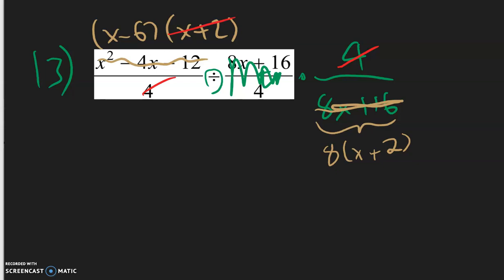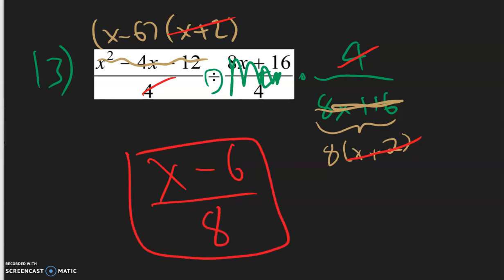X plus 2 on the top, x plus 2 on the bottom. And what we are left over with is x minus 6 on the top and 8 on the bottom.